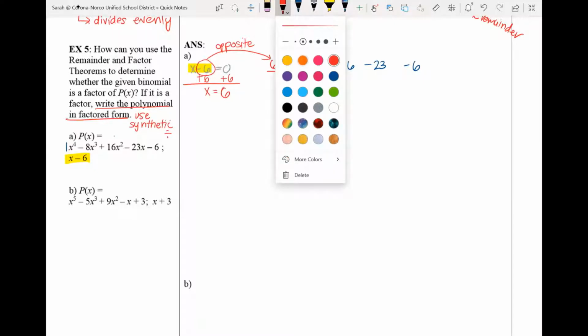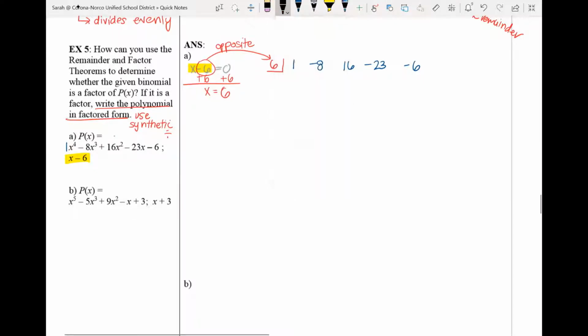If we look at division now, we're going to skip a line, draw a line, give us a little spot for our remainder. And so really what we want here is if this is 0, then it's a factor. If this is not 0, then it's not a factor. So if we bring down our leading coefficient, then multiply 6 times 1, we get 6. Negative 8 times 6 is negative 2. 6 times negative 2 is negative 12. 16 plus negative 12 is positive 4.